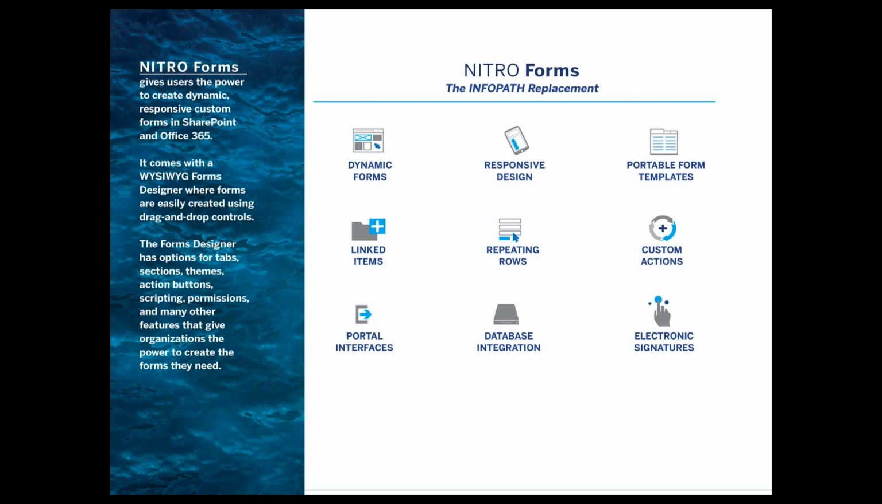You can see the Nitro Forms options we have here. The forms are dynamic. They can be responsive, available in a mobile device. You can actually take the form template and apply it to multiple lists. There's an easy way to export it and import it. There's repeating rows, custom actions, database integration, electronic signatures. We'll touch on some of that as we go through here. The scope of this call isn't to go through all this in great detail. It's to really focus on a couple of the more complex things that you might be able to do, more advanced things you might be able to do with the Nitro Forms tool.